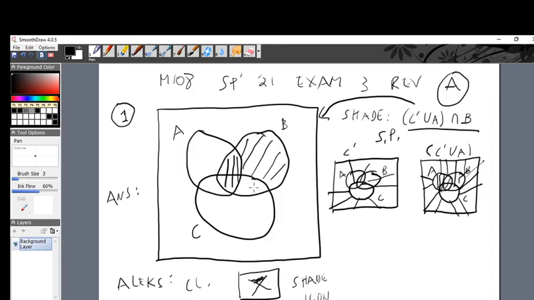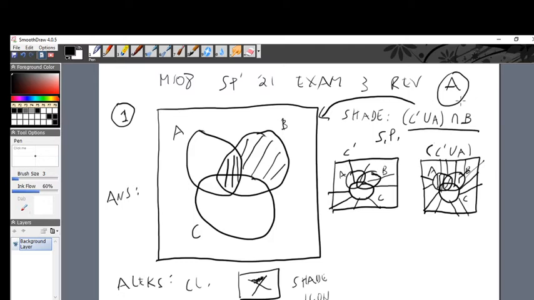The only part of B that's not going to get in is this part. That doesn't make the final cut. Since it's not in C prime union A, it can't show up over here, because you've got to be in both. So all of this is the final answer. And problem number 1 is over.